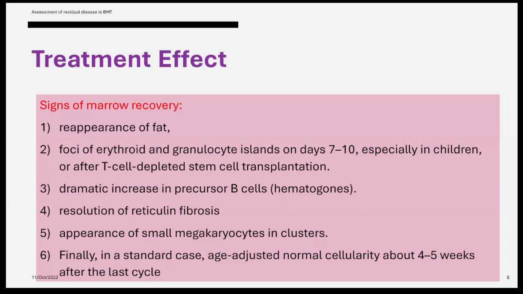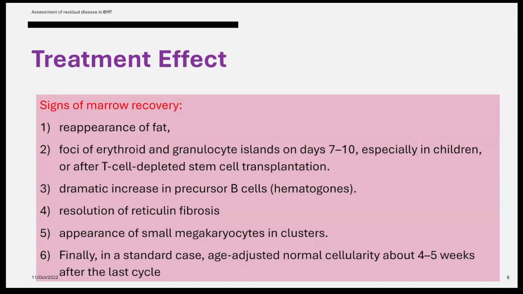What are the changes of recovery? Reappearance of the fat, okay? And number two, foci of erythroid and granulocytic islands will appear on day 7 to day 10 post-chemo, after completing the chemo, especially in children or after T-cell depleted stem cell transplant. Yeah? And then there will be a dramatic increase in precursor B cells. Okay, this dramatic increase in hematogones may vary from patient to patient.